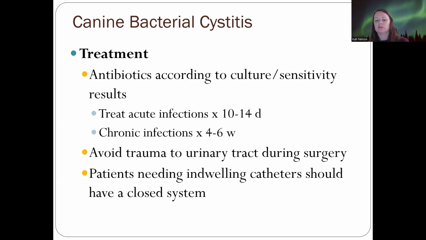And then avoid trauma to the urinary tract during surgery. So if you have a patient and for whatever reason they are having some sort of abdominal surgery, we usually always, even orthopedics really, test their urine to see if they have some sort of urinary tract infection, just because it's a little bit more difficult to treat with surgery, right? So you're doing surgery, you don't want to predispose them to something more. And then patients needing indwelling catheters should have a closed system, right? So we don't want it just open, leaking everywhere. That's kind of the biggest thing.